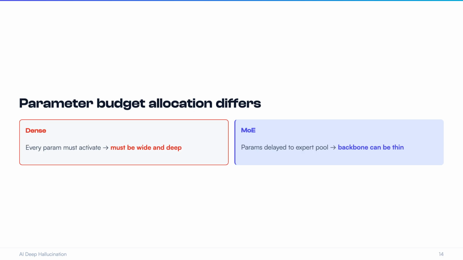Dense is different. Every dense parameter must activate. To pack 32B, you have to push hidden up to over 5,000. Why can't MoE just scale hidden up too? Active compute is small anyway.